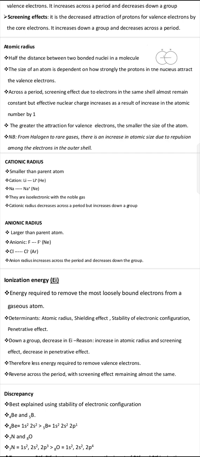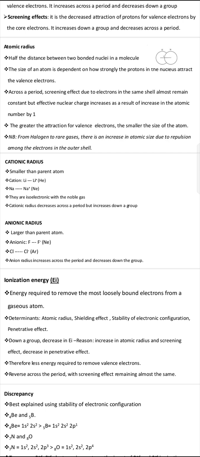Across the period, screening effects due to electrons in the same shell almost remain constant. So when you move across the period, you see that the shells are very constant. Screening effect is very constant. So if you draw the electronic configuration, you see that across the period they will have the same number of shells. Yes, but the effective nuclear charge increases as the atomic number increases by one.